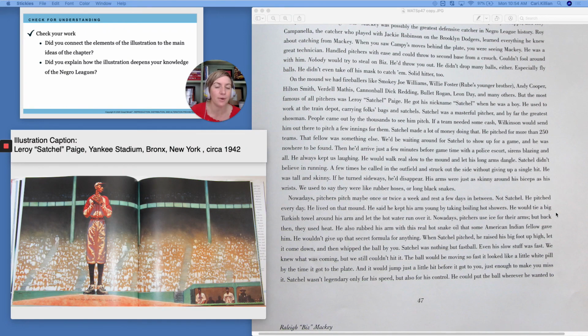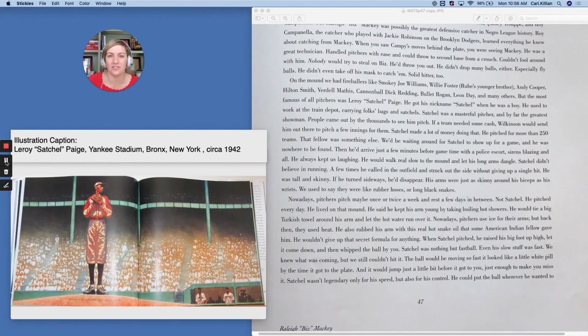If you need to, edit your writing to make sure you connect those main ideas. Did you explain how the illustration deepens your knowledge of the Negro Leagues? Reread and edit as needed. Nice job checking your work and ensuring that you're making the needed edits. Let's discuss this check for understanding together.